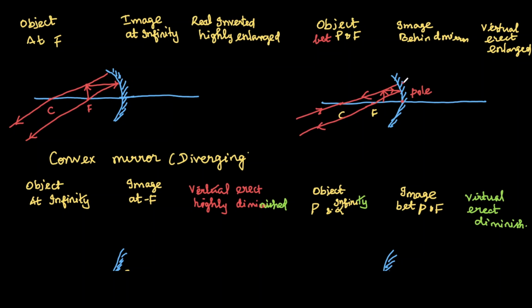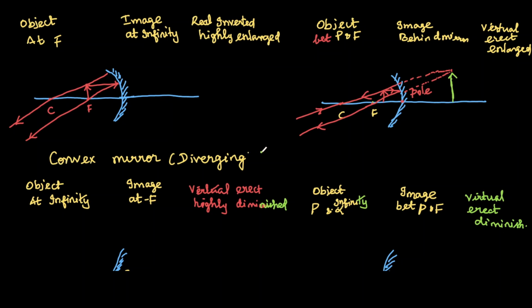So when we produce the two light rays, there will be formation of image just behind the mirror. The nature of the image is virtual, erect, and enlarged. So an enlarged image is formed when the object is kept in between F and P.